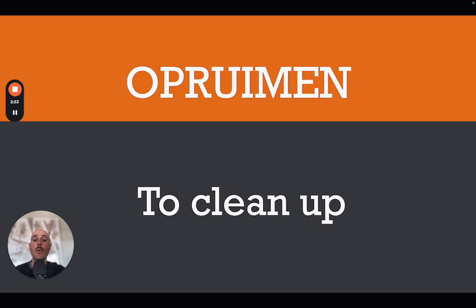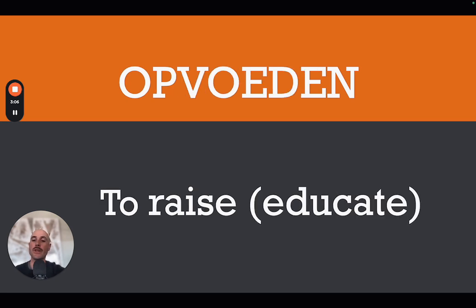The next one, opruimen, is to clean up. Okay? To clean up is opruimen. Again, separable verb. Ik ruim op, jij ruimt op, hij ruimt op, wij ruimen op, jullie ruimen op en zij ruimen op. Alright? Opvoeden. Again, separable verb and is to raise. But to raise in the sense of to educate. Right? Kinderen opvoeden. To raise children.